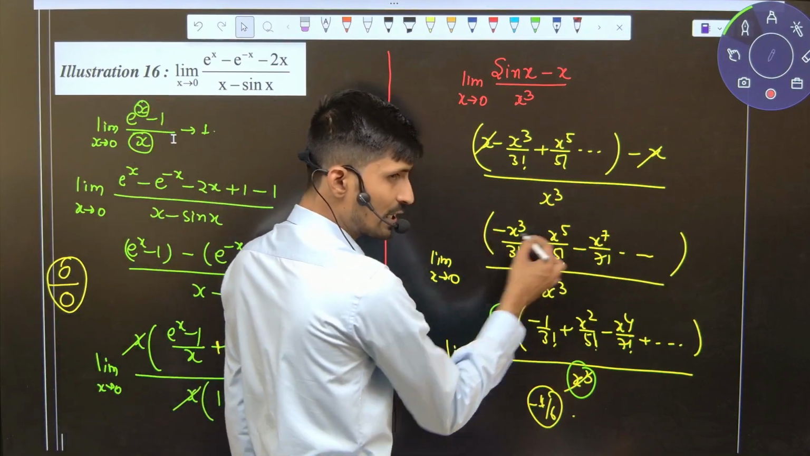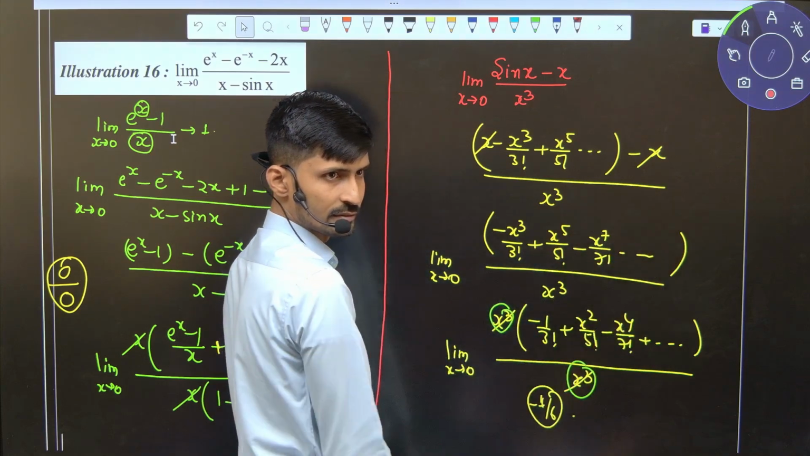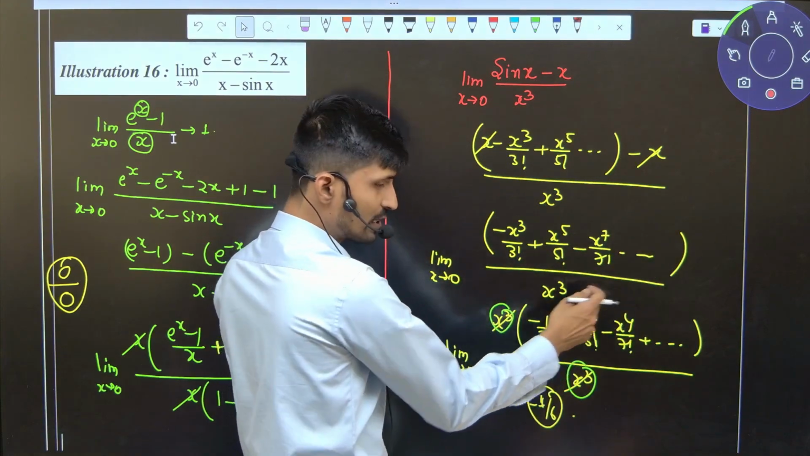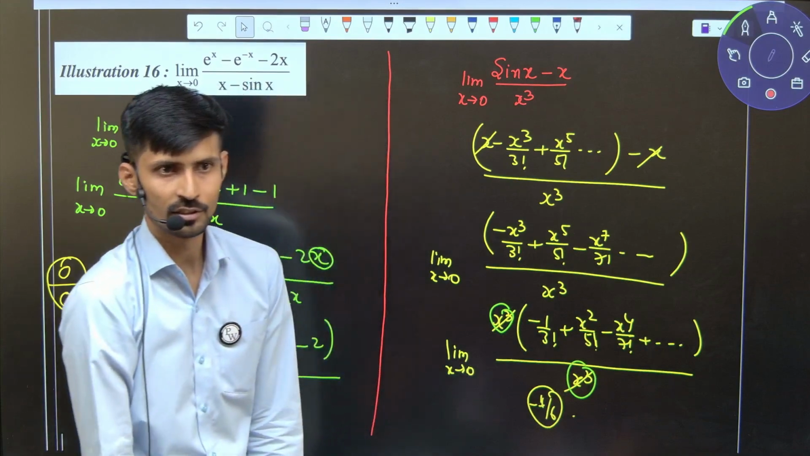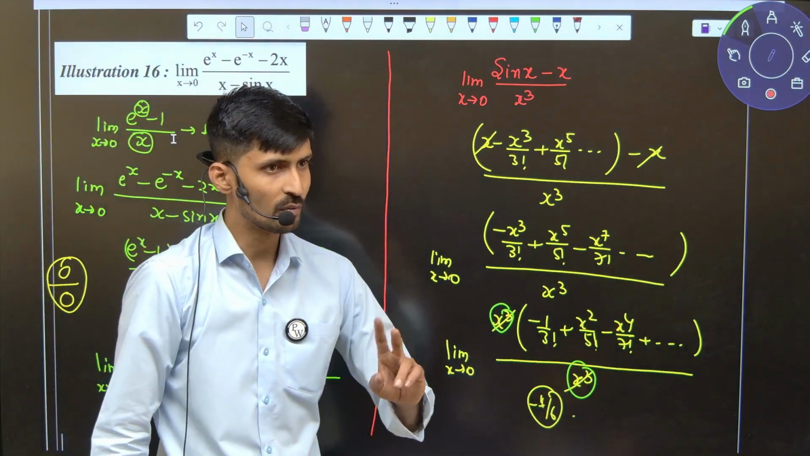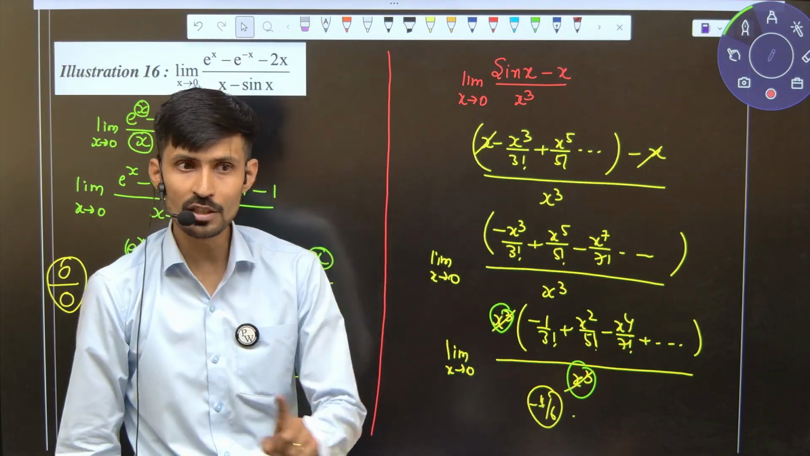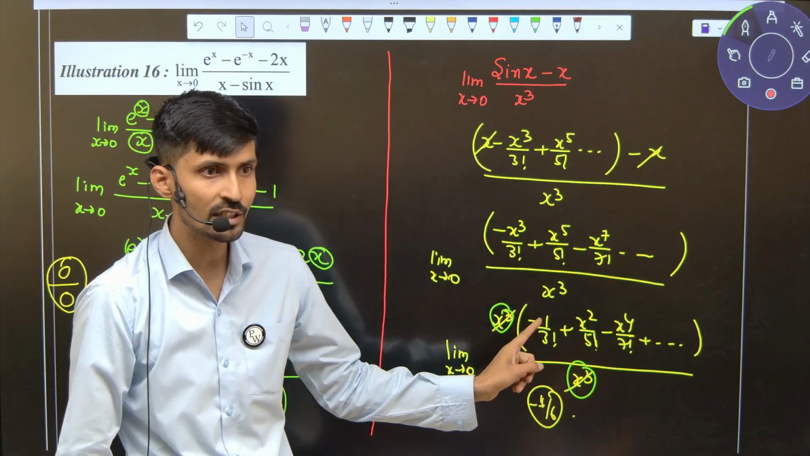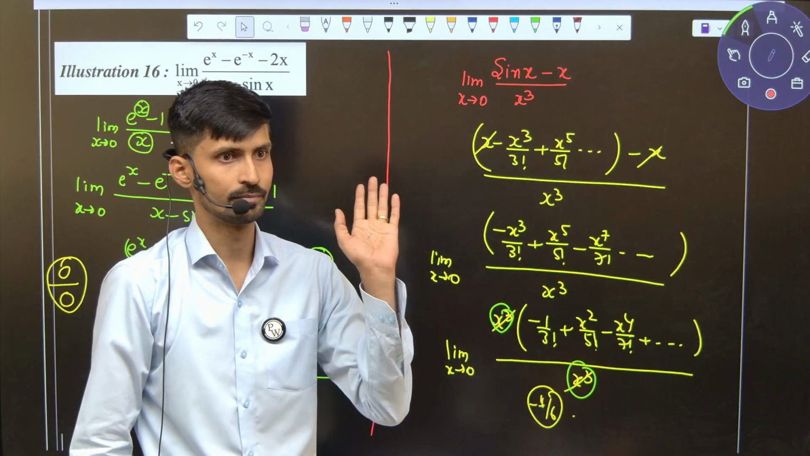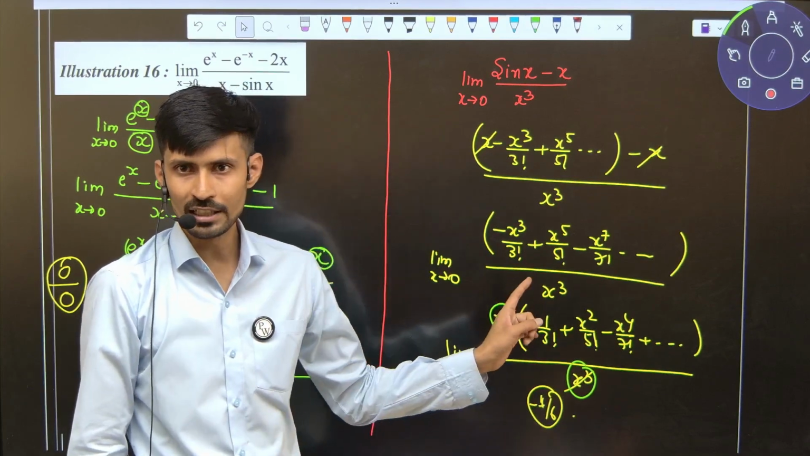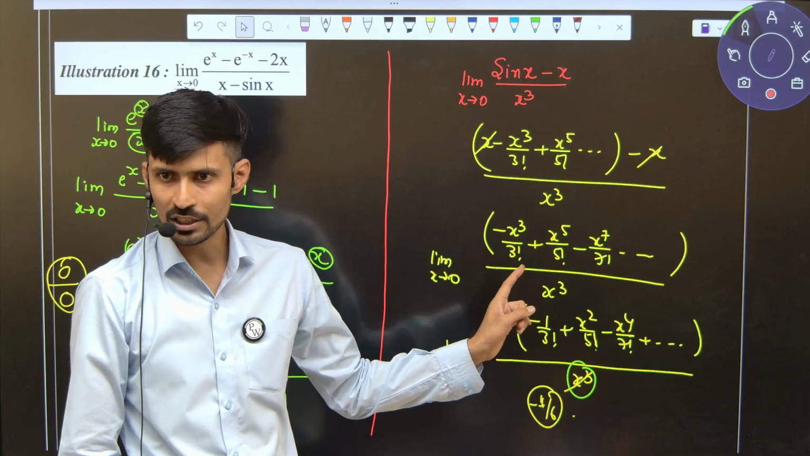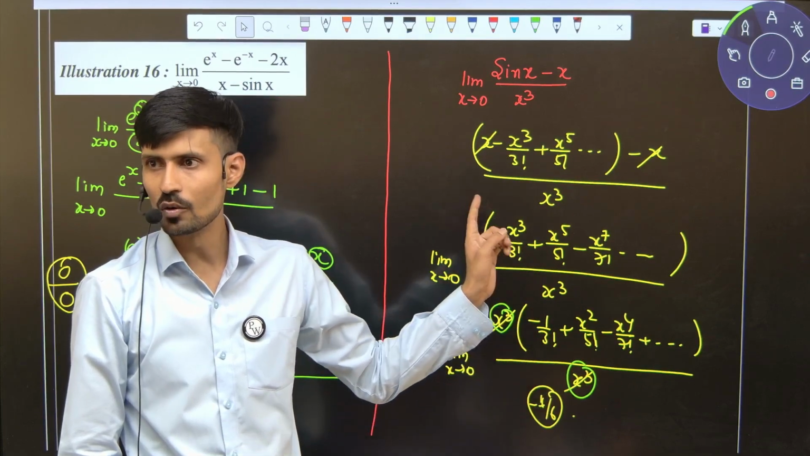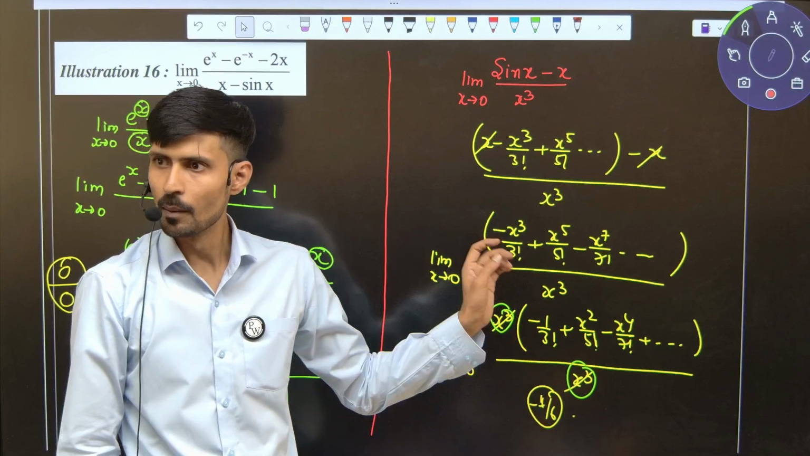What is the lowest degree of x in the numerator? What is the lowest degree of x in the denominator? X cube and x cube. Always the lowest degree will cut, and always the lowest degree in the numerator and the lowest degree in the denominator will be the same.